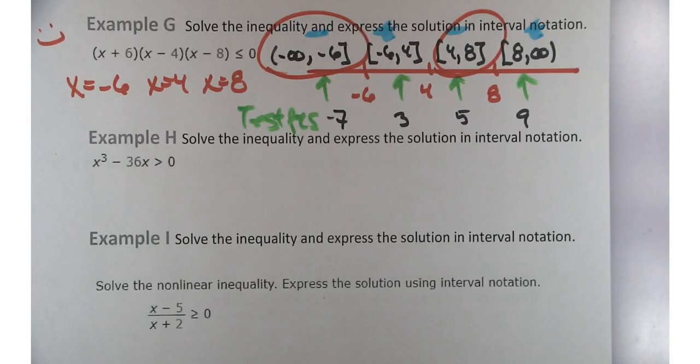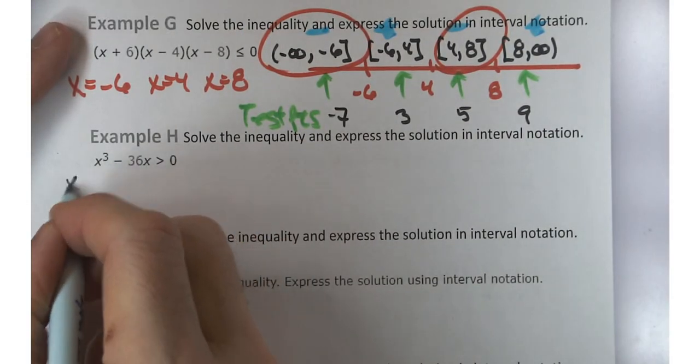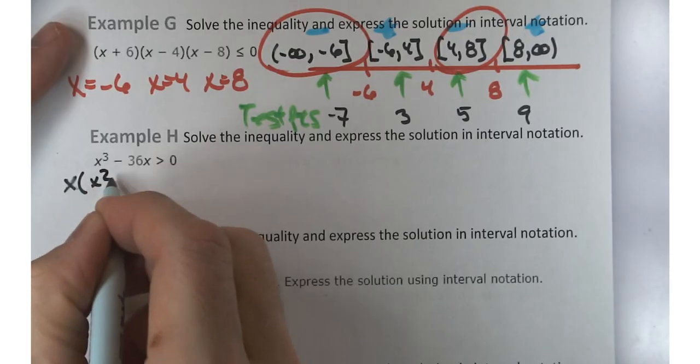What's the first thing you always try when you're factoring? What's the first thing you always look for? You find a common greatest common factor. Yeah, greatest common factor. Thank you. So, is there a greatest common factor here? X. So I'll factor out the x. It leaves behind x squared minus 36.